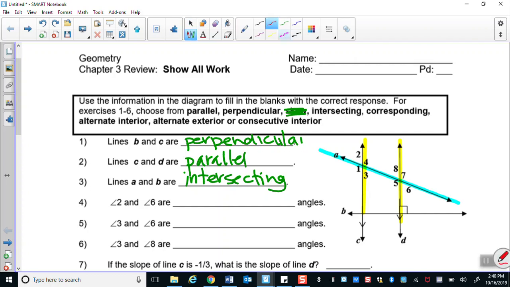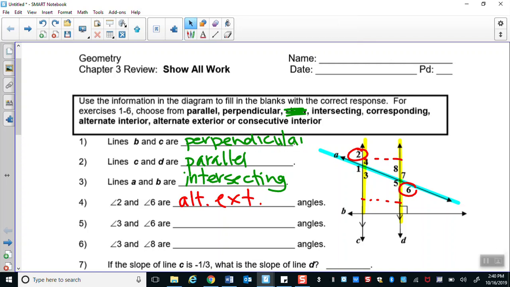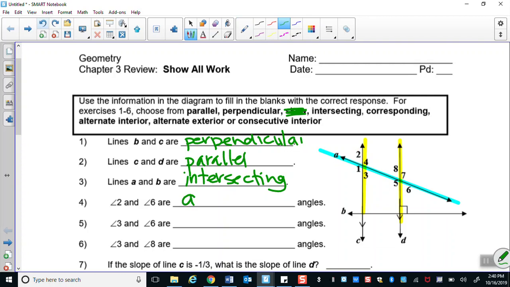Now we're going to look at angles 2 and 6. So here's 2 and here's 6. If you draw your rectangle, we can see automatically those are exterior angles. And since they're on opposite sides of the blue line, these are alternate exterior angles.